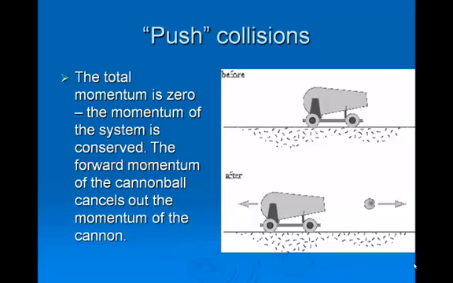The correct answer is, of course, that the total system still has a momentum of 0. The forward momentum of the cannonball must mathematically cancel out the momentum of the cannon. In other words, if I add the momentum of the cannonball to the momentum of the cannon after the collision, it has to be 0.